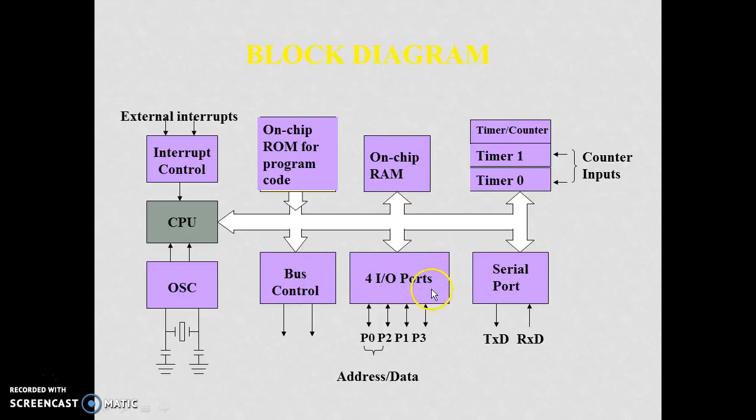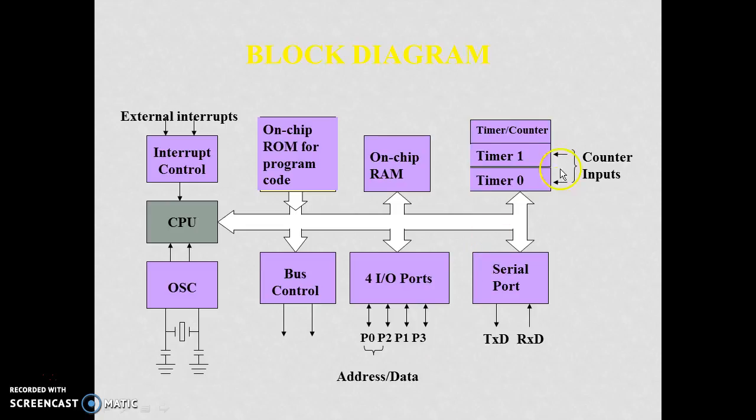These are the 4 I/O ports. Out of these, port 0 and port 2 are used for address as well as data. Whereas P1 port, it is a standalone port. Whereas P3, it is again a multifunctional port. For serial communication with the outside part, there are serial data transmit and receive pins. So it is through the serial port. These are the pins available at port 3.